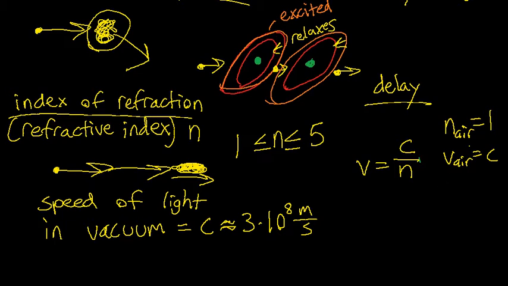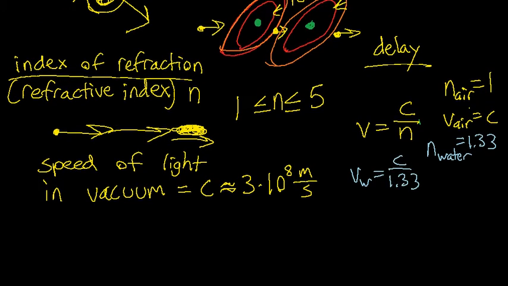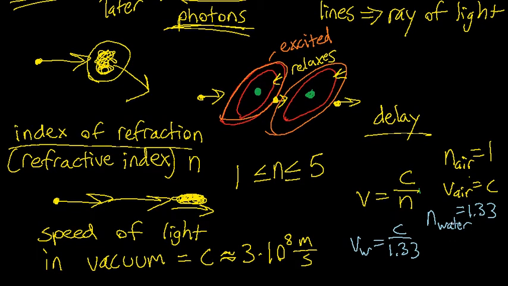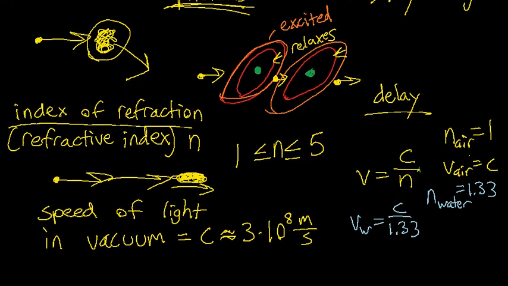And let's talk about water. It's always a good one, because its index is slightly higher, 1.33. So the velocity in water is c divided by 1.33, meaning that water actually absorbs the photon and takes a lot of time in order to re-emit the photon. And that delay causes the light to slow down when it enters the water.